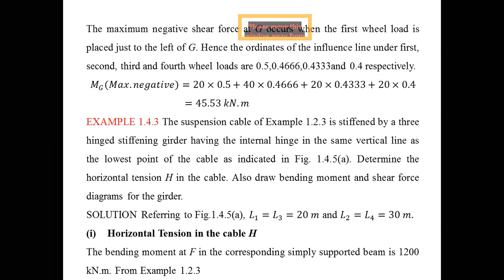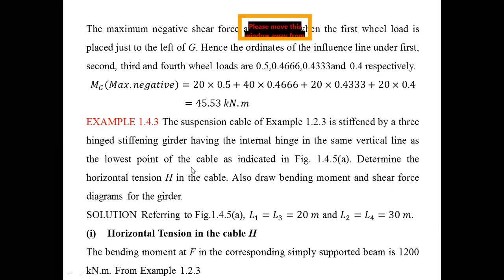A suspension cable in the previous example is stiffened by a 3 hinged stiffening girder, having the internal hinge in the same vertical line as the lowest point.